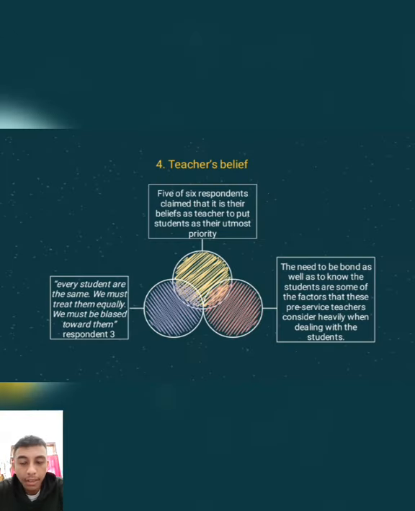Point 4 is teacher belief. Every student is the same. We must treat them equally. We must not be biased towards them. Of the respondents, 5 of 6 claim that it is their belief as teachers to put students as their utmost priority. The need to be close as well as to know the students are some of the factors that teachers consider heavily when dealing with the students.